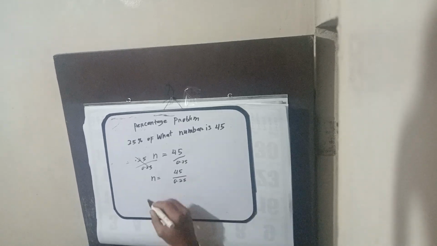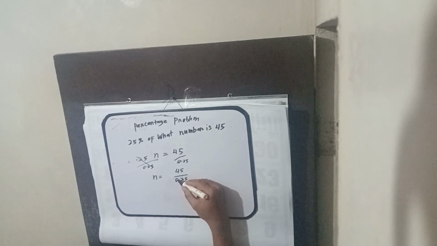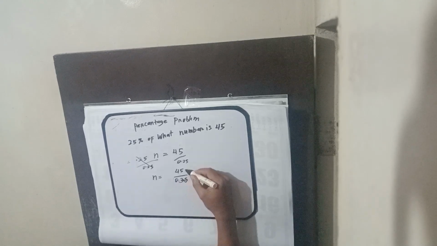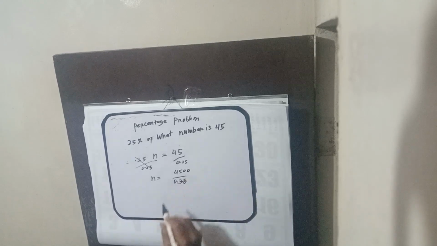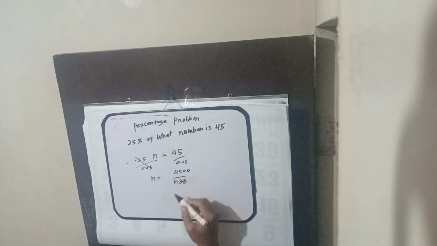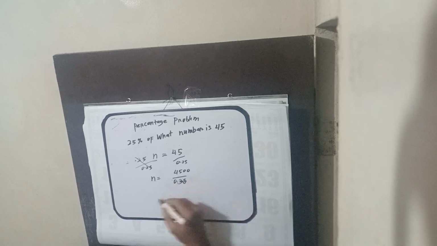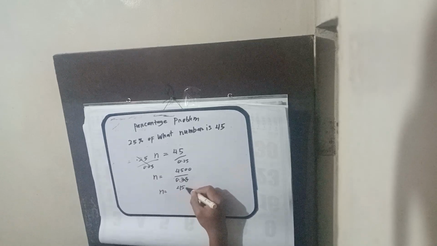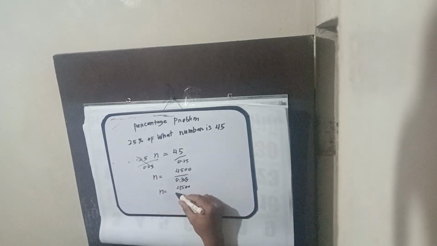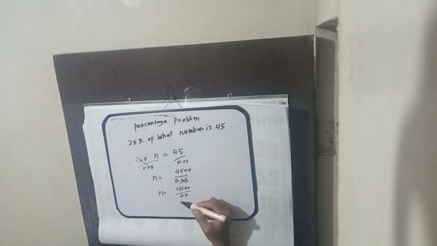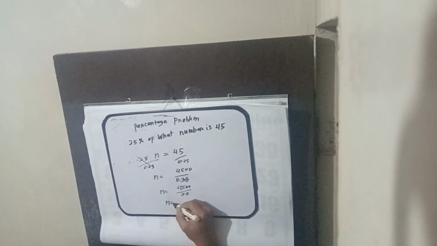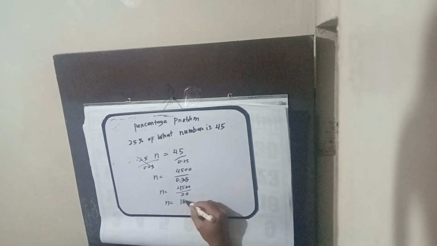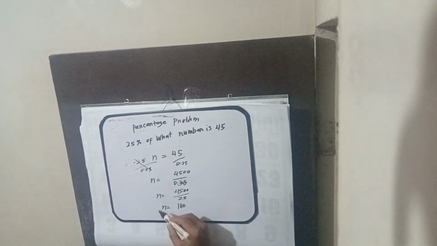So ganito na yan guys. 1, 2, so magdagdag tayo ng dalawang zero. So divide natin guys, 45 divided by 25. So ganito na siya guys, n equals 45 divided by 25. Yung n natin guys is 180. So 180 guys. So n equals 180.